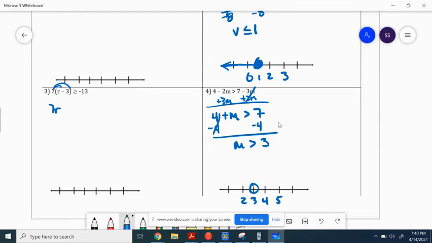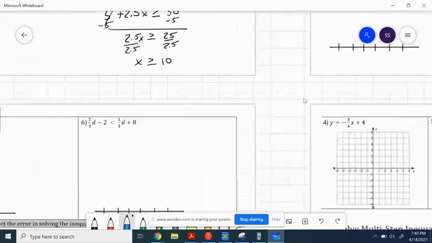Circle the number that we're comparing, determine if it's open or closed. It is open because we don't have the line underneath. And the mouth is eating the variable. That means the variable is bigger. Bigger numbers go to the right. All right, moving on.